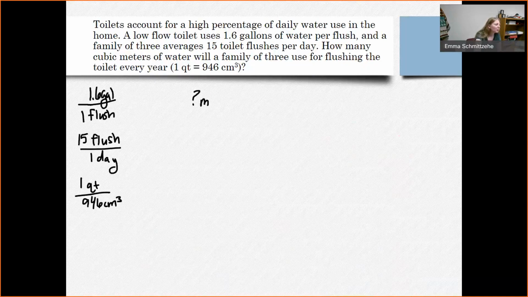So how many cubic meters of water? Well, a family of 3, so that's what this other stuff related to, a family of 3, so I'll ignore that and not write that down. For flushing the toilet every year. So it's meters cubed is what I'm looking for every year. So for 1 year, okay. Or I guess I can write that as a ratio too, meters cubed per 1 year, okay.